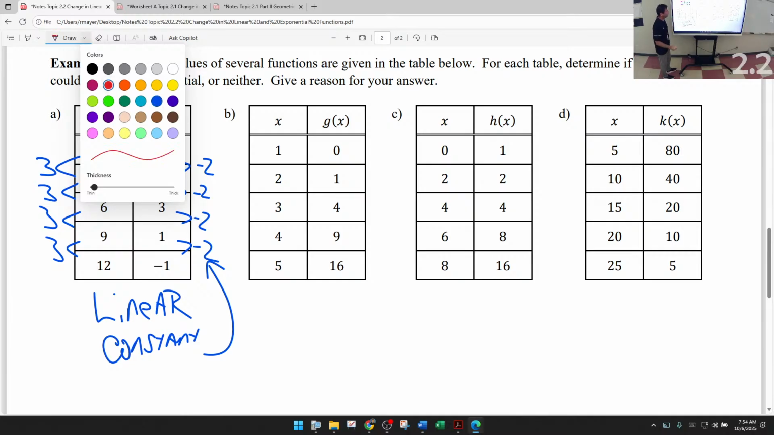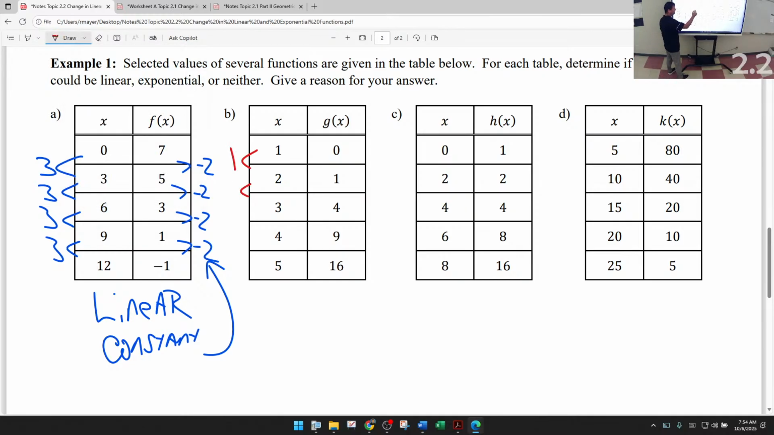Red. 1, 1, 1, 1. That's good. That's 1. That's 3. That's 5. And that's 7. I can't multiply this by something and multiply it by something and multiply it by something. If I have a difference, this is a 2 and this is a 2 and this is a 2, that's not exponential. It's not linear. It's actually quadratic.